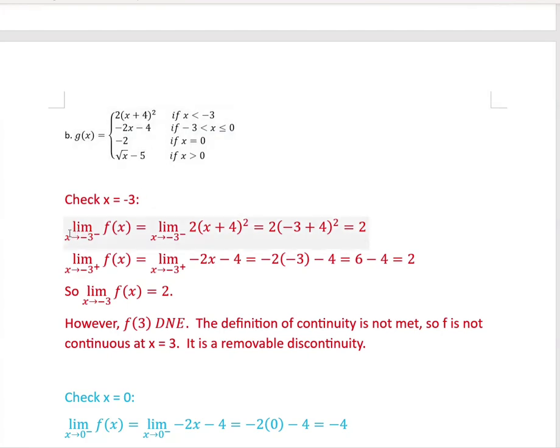I found the limit from the left. So limit as x approaches negative 3 from the left of f of x is equal to 2. And from the right, it's also equal to 2. So the limit as x approaches negative 3 is equal to 2, since the limit from the left equals the limit from the right. However, f of 3 does not exist.